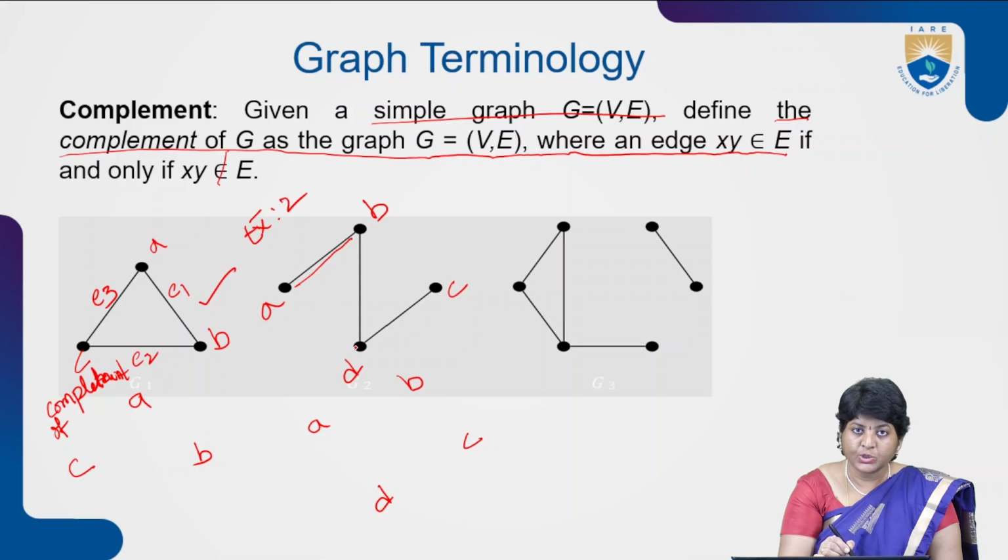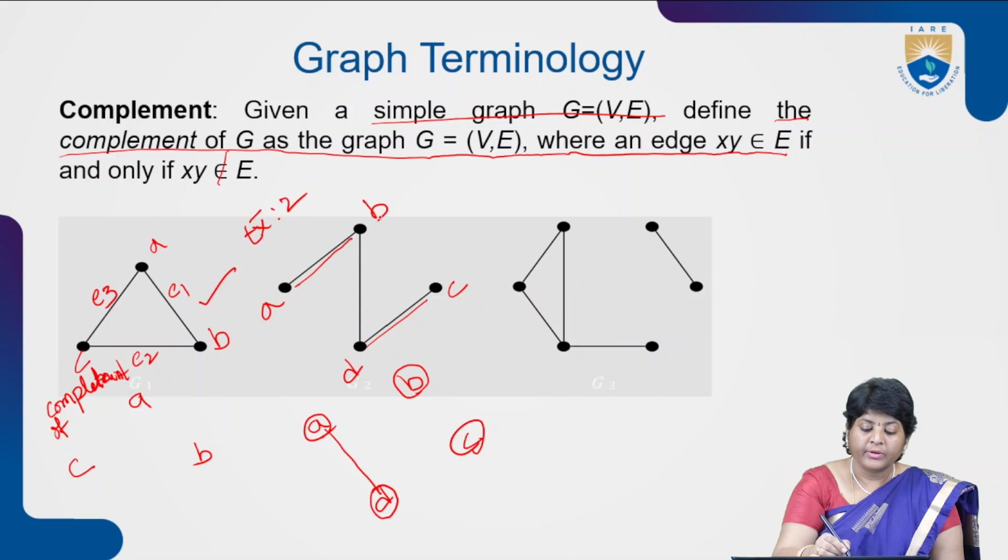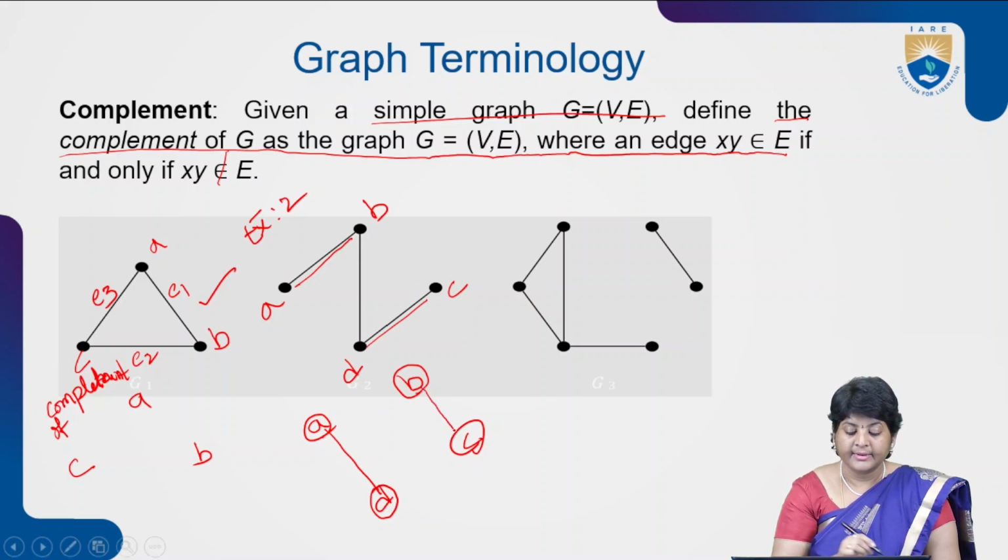A to D, there is no connecting edge, so we need to connect these 2 vertices. A to D. Fine. Next, D to C, there is a connecting edge. Now, here, there should not be a connecting edge. Now, B to C, there is no edge connection. So, here, we should draw that edge.